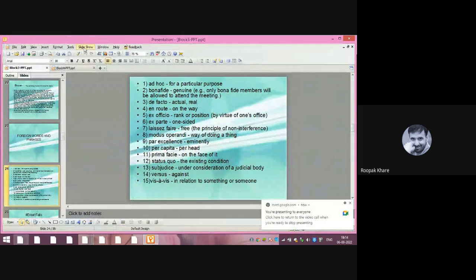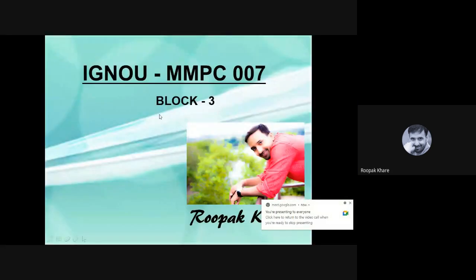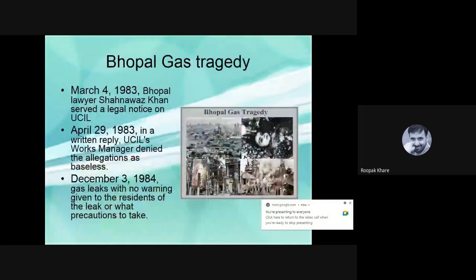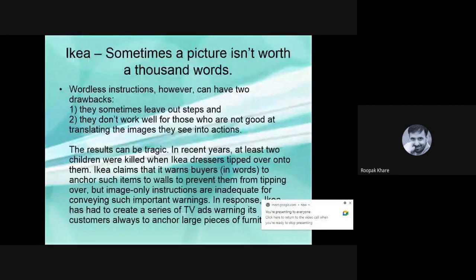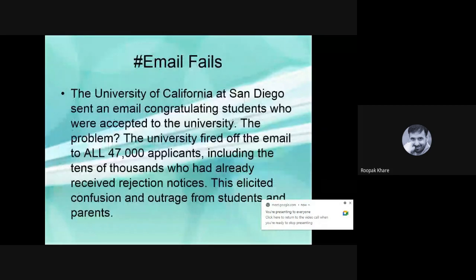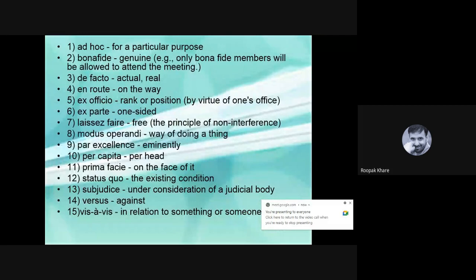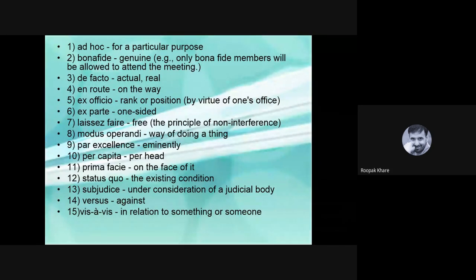Okay. So we're talking about certain foreign words, and I'm giving you a list of 15 words which are most common. Bona fide means genuine or trustworthy. De facto, actual or real. En route, on the way. You're going from somewhere, and this lies on the way, right? Ex officio. So this is about rank or position. Ex officio. Ex parte, only one sided.